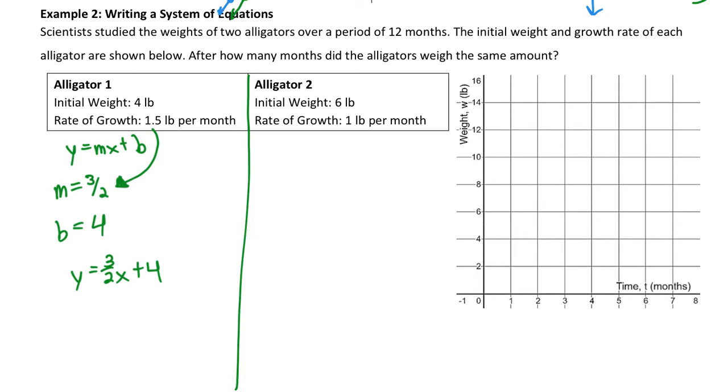For alligator 2, same, y equals mx plus b. The growth rate, the slope, is going to be 1 pound per month. The starting value, the y-intercept, is 6 pounds. So our equation is 1x plus 6. So I have my equations. We've had practice graphing these types of equations, so we can move ahead to graphing alligator 1's weight over time.